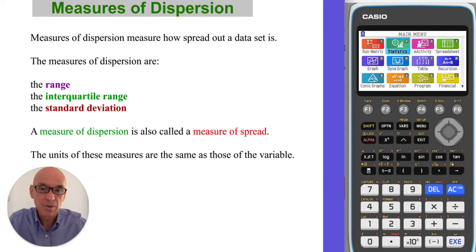So measures of dispersion measure how spread out a data set is, and the measures of dispersion are the range, the interquartile range, already covered in part 1, and today in part 2, the standard deviation.